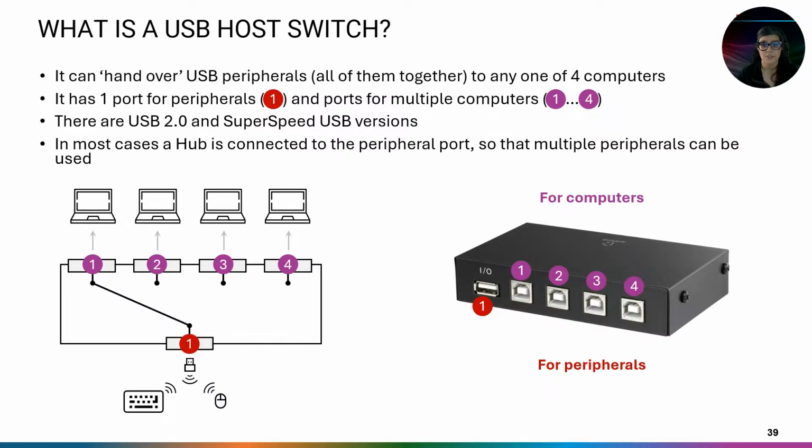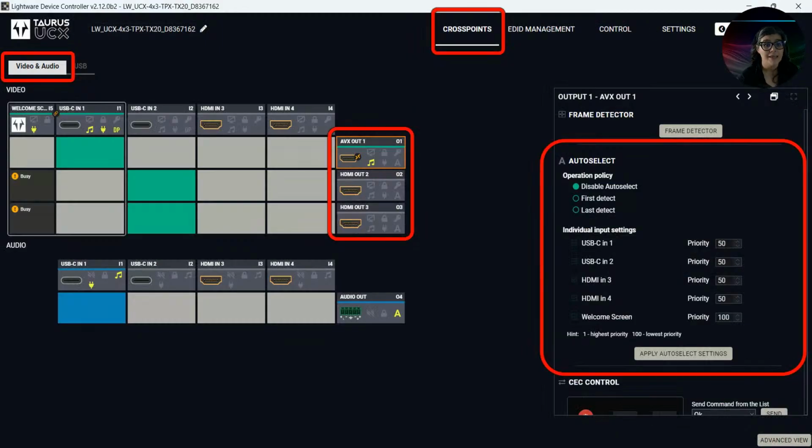And what's really cool when we start relaying this to Taurus is that because it's a switch, we have the ability for you to be able to set up auto switching. So again, we are now looking at our LDC screen. We're back on to our cross points. Again, we're back on our video and audio. Before I had clicked on this USB-C input 1, but this time I've clicked on my output 1. So this is my output going out, and I can come over here and I can see my auto select settings. You'll see here you have 3 different types of auto select settings that you can choose.